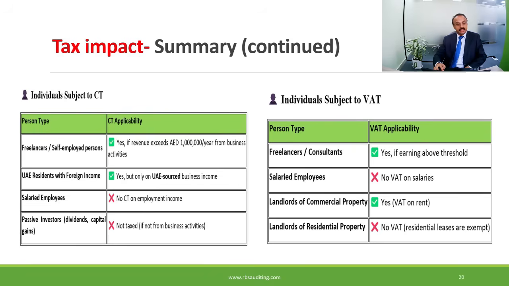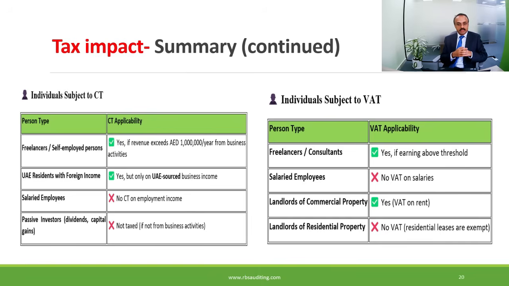Now look at the individual. If it is a freelancer or self-employed person, if revenue from a business activity exceeds 1 million per year, CT will automatically be applicable and they have to register. A UAE resident with foreign income, but only UAE-sourced business income, then CT is applicable. Salaried employees: there is no CT on employment income. Passive investors, like you are getting a dividend or capital gain, are not taxed if it is not from a business activity. If you are conducting it from a sole establishment, then automatically it will be taxable. So it all depends upon the type of activity and how you are conducting it.